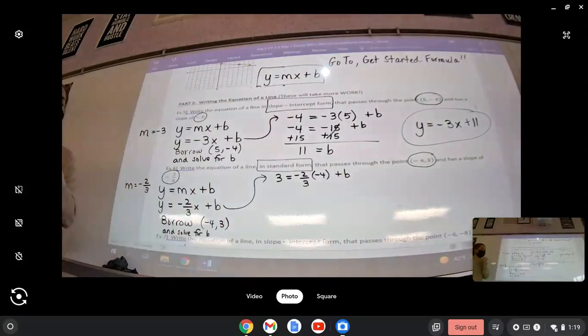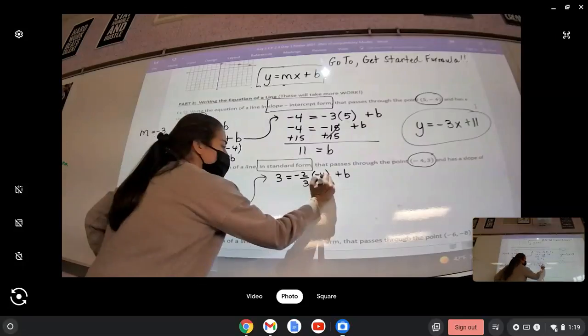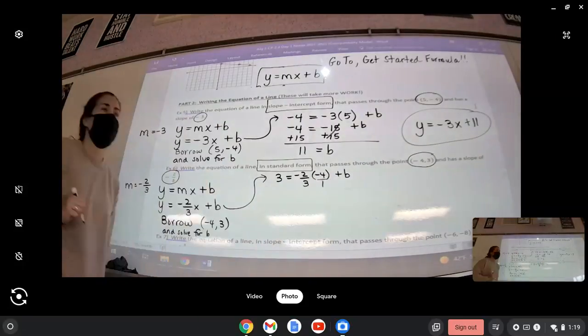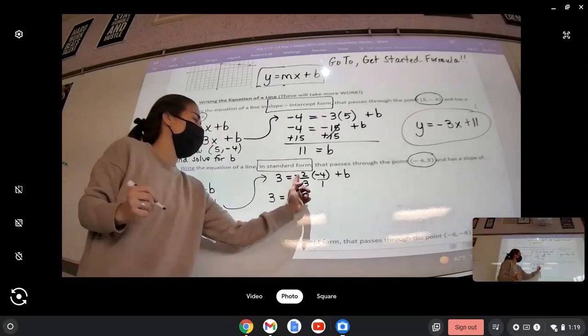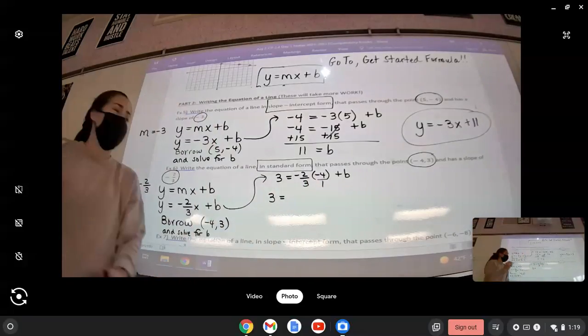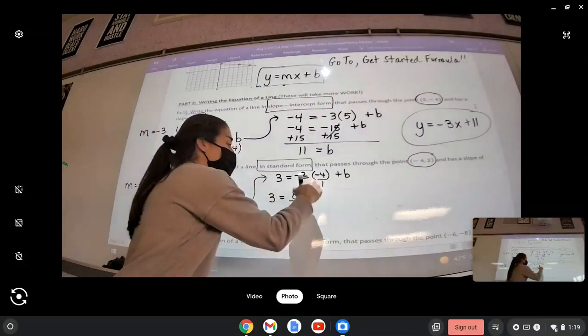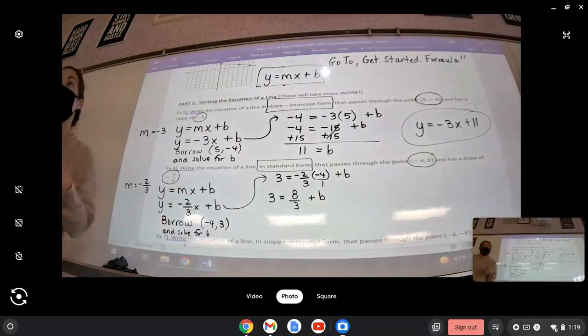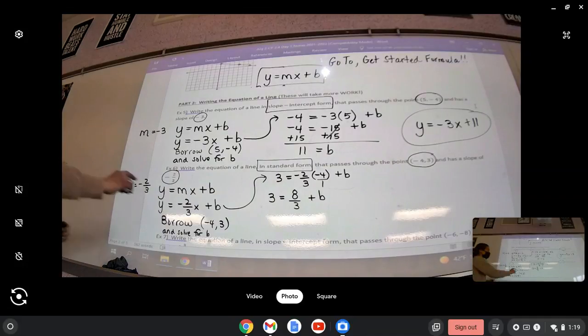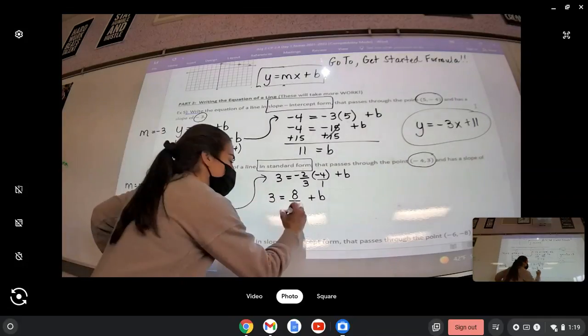All right, we got this. We can do this. Let's multiply these together. So put that over 1. And then we will get 3 equals, what's -2 times -4 on top? 8 over 3 times 1 is 3. And then plus b. So guys, at the end of the day, the only thing you need to do to get b by itself is do what with the 8/3? Minus it to the other side, right?